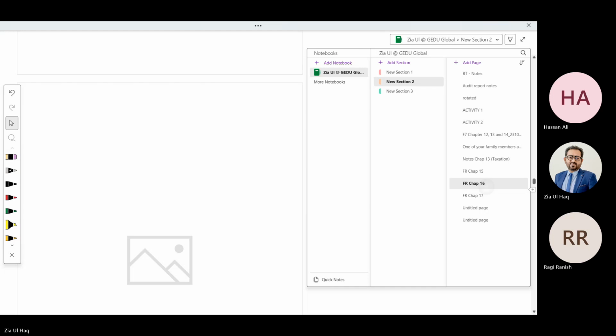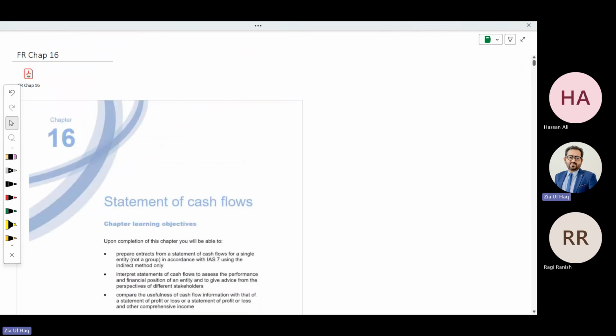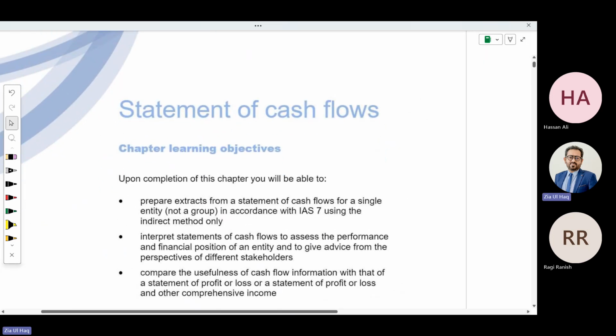Let's move towards chapter 16. That is about cash flow statement, statement of cash flow. Okay, now we will move towards bigger questions, long questions. Could be on cash flow statement, could be on consolidation. Long question could be on ratios, could be on preparing financial statements, meaning profit and loss and balance sheet. So let's discuss statement of cash flow.